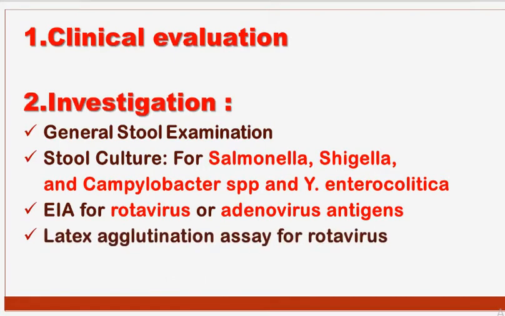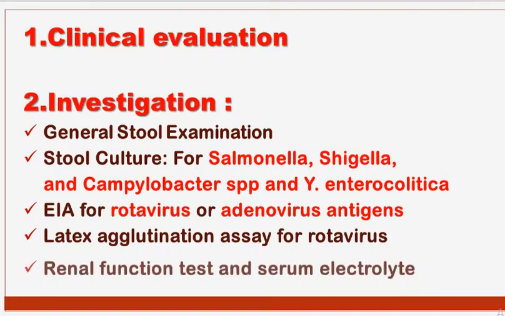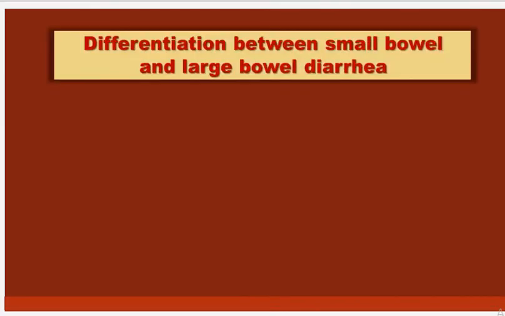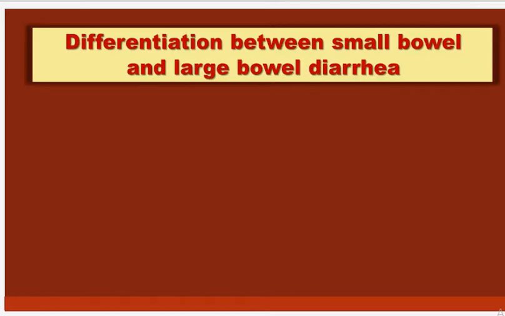And of course, we should follow the renal function and the serum electrolytes. Why? Because these are affected if there is a degree of dehydration. We said dehydration is the most severe threat. So we should follow the renal function and the serum electrolytes because they should change respectively. Now, can we differentiate between small bowel and large bowel diarrhea clinically and by lab investigation?